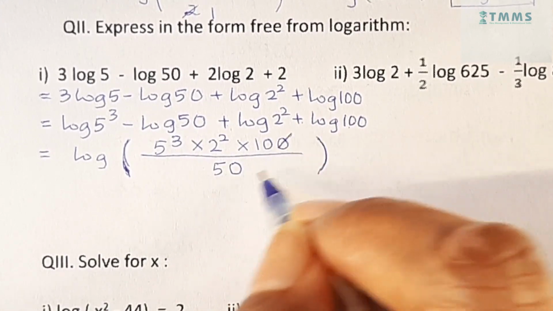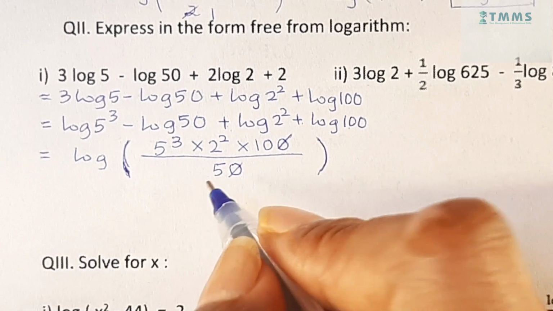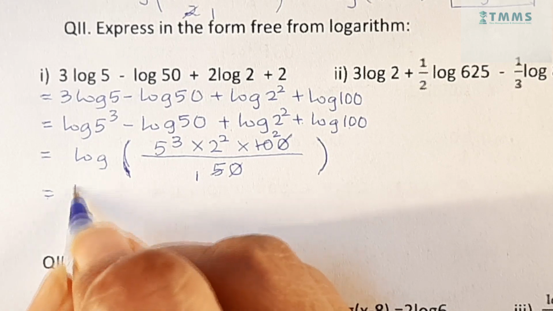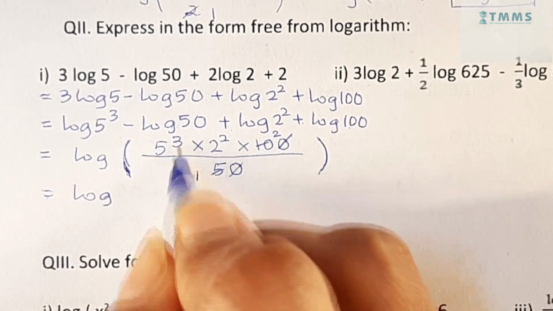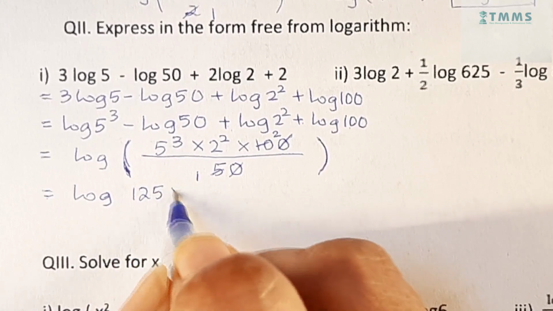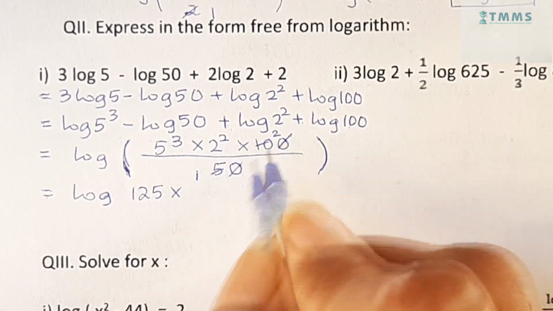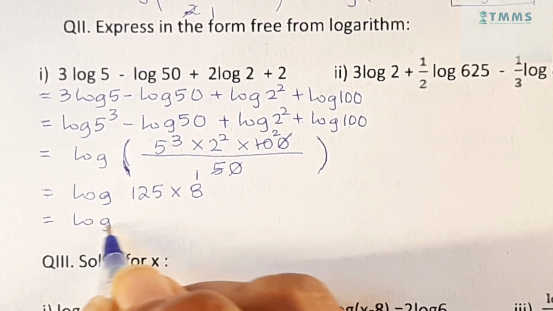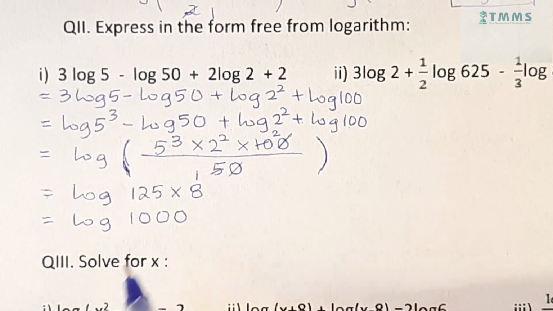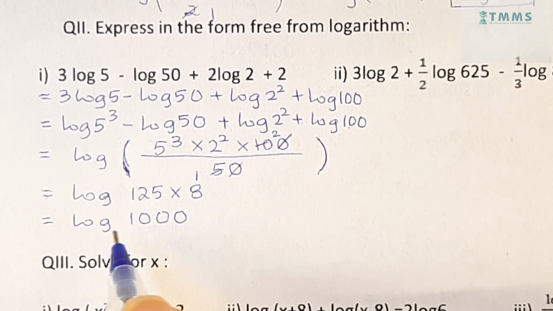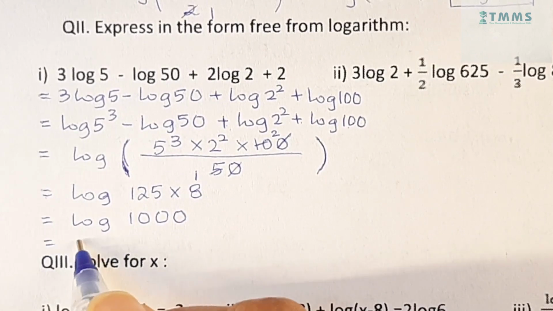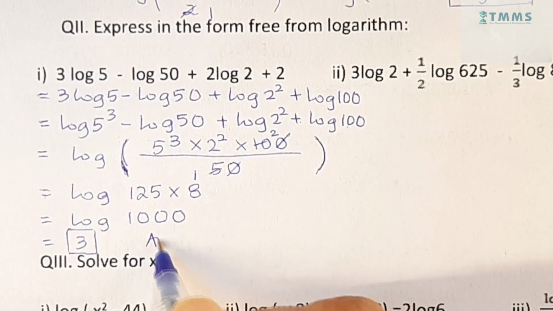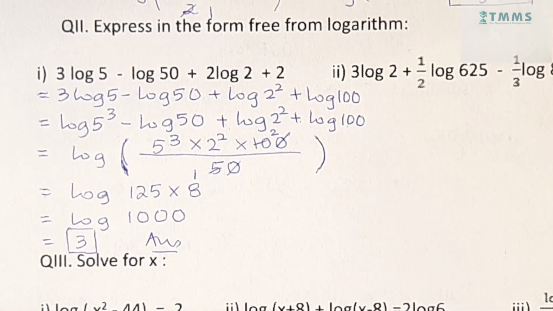Now let us see our cancellations. Can you see what has happened now? That has become log of 5 cube, which is 125, multiplied by 2 square into 2, which means it will be 8, which is equal to log of 1000. Now isn't the base 10 here? So log 1000 to the base 10 will be equal to 3, as we saw earlier. And that becomes our answer, which is free from logarithm.